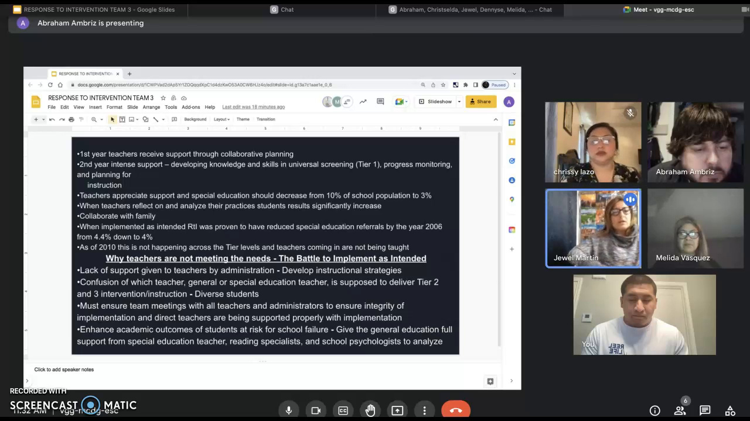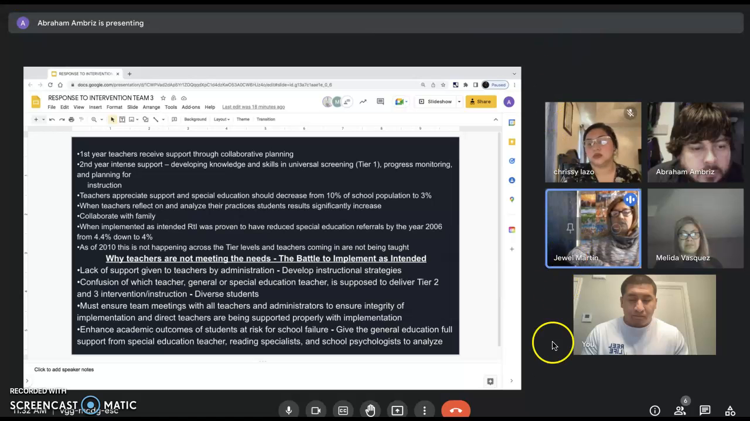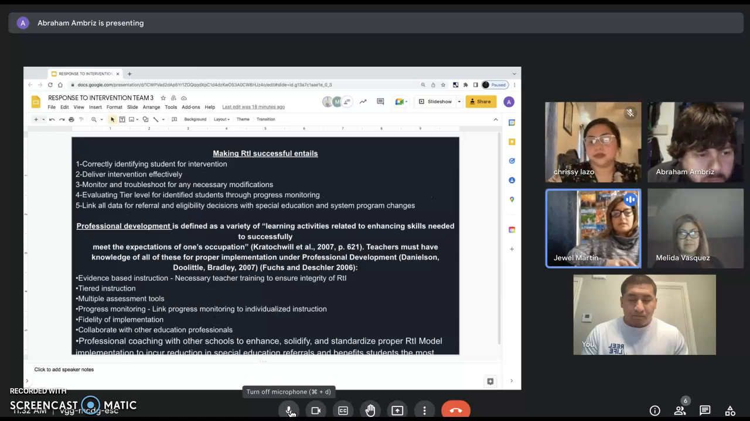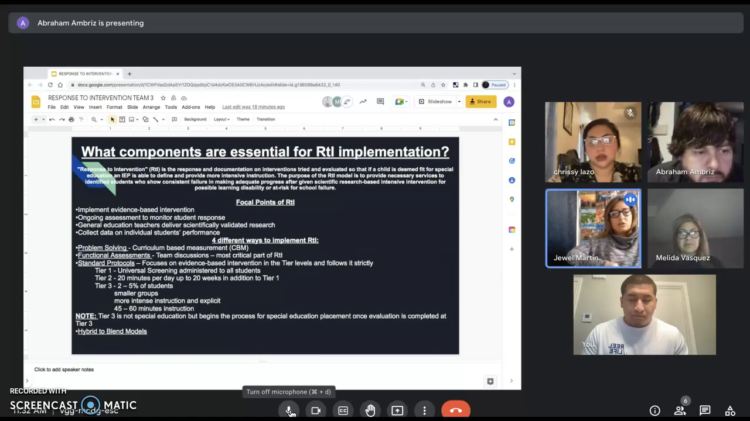And the standard protocols, focusing on evidence-based intervention in the tier levels and following it strictly. Tier 1, universal for all students. Tier 2, 20 minutes per day up to 20 weeks in addition to Tier 1. Tier 3, 2 to 5% of students, smaller groups, more intense instruction and explicit 45 to 60-minute instruction. Now, it must be noted that Tier 3, as has been said, is not the special education placement. It just begins the evaluation for special education.